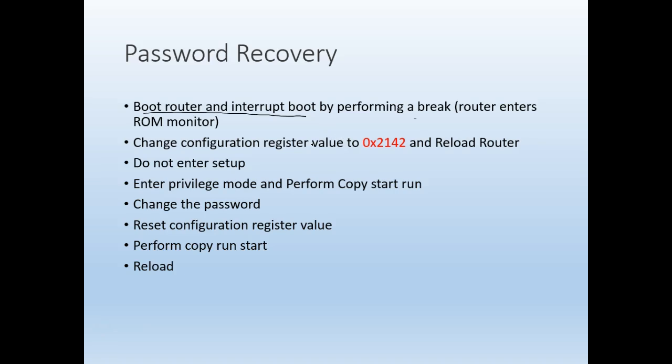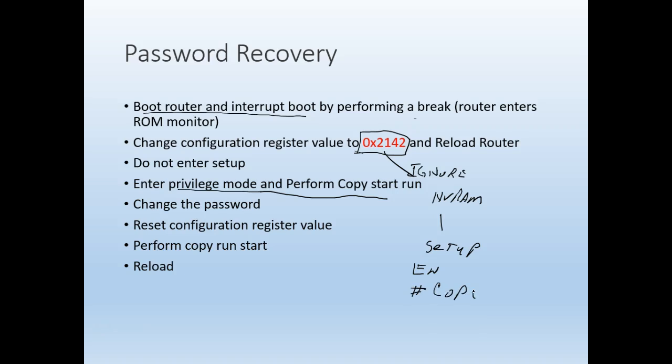When we do these things, we're going to change the configuration register to 2142, and that 2142 says to ignore NVRAM, right? So we're going to boot the router, and it's going to get to setup mode, and we're going to say no. Don't enter setup mode, enter privileged mode. So we're going to enable it, and then we'll get our pound sign.